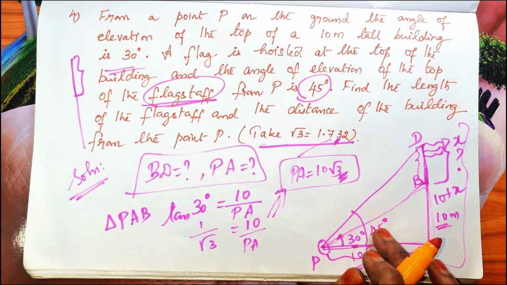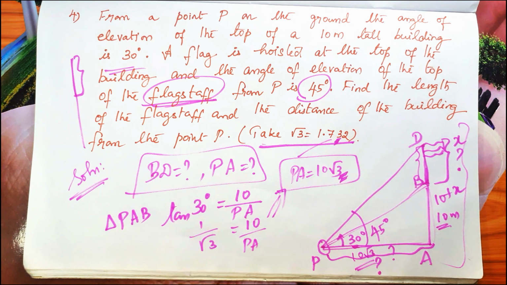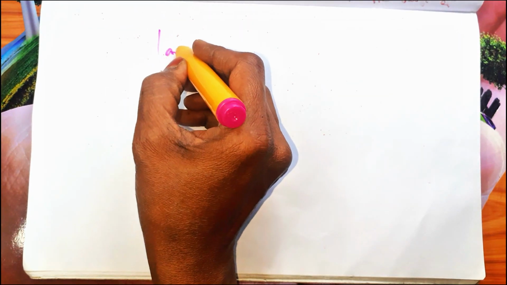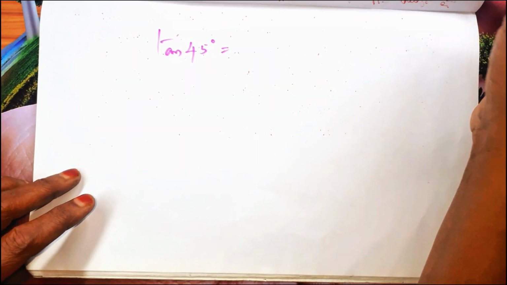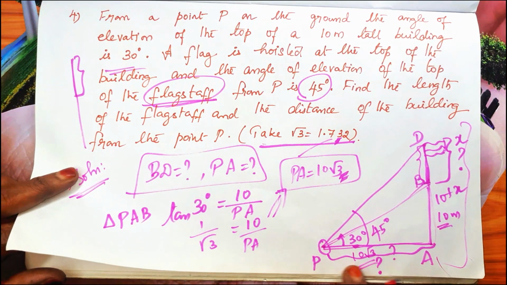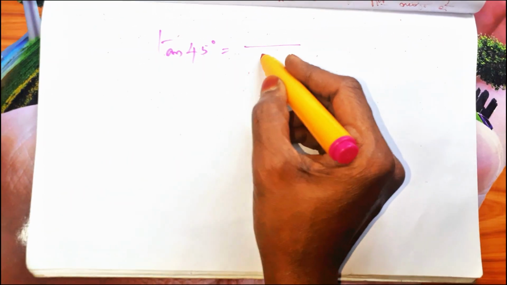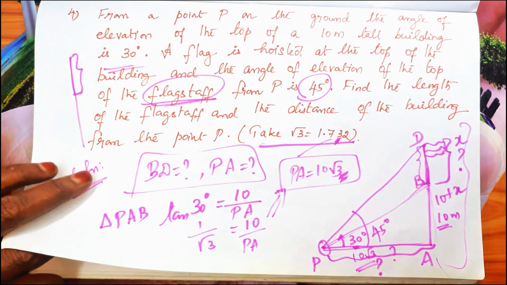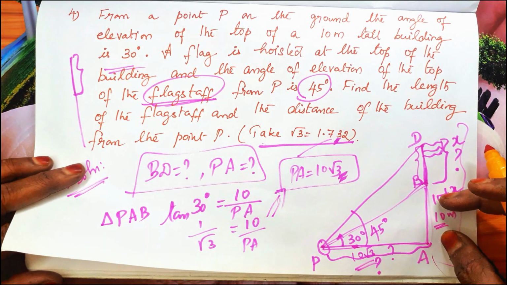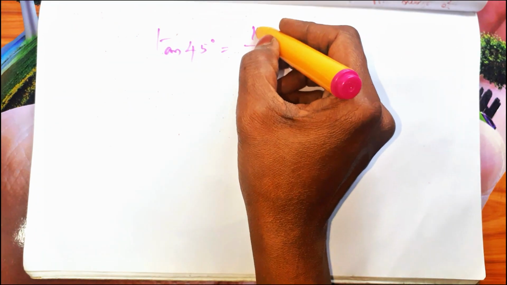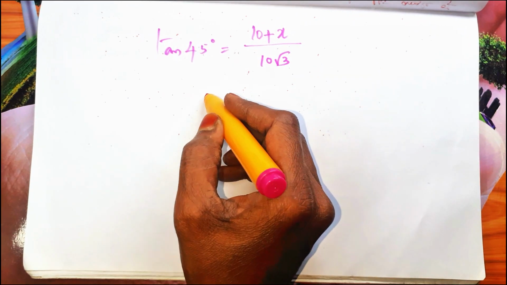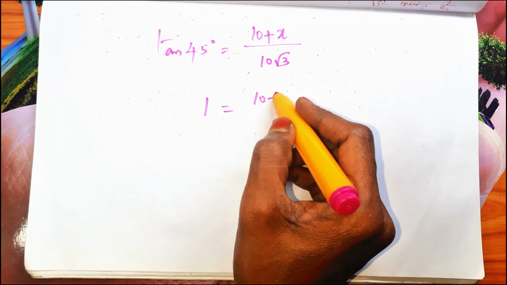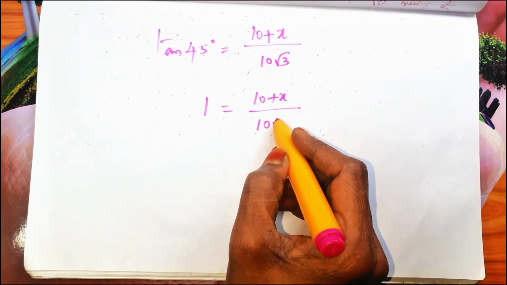Which formula can I apply? The tan formula. Tan of 45 degrees is equal to opposite side by adjacent side. The adjacent side we just got as 10 root 3. The opposite side, this portion, is not known, x, but this portion alone we know, so it is 10 plus x. What is tan 45? It is 1. So 1 is equal to 10 plus x by 10 root 3.